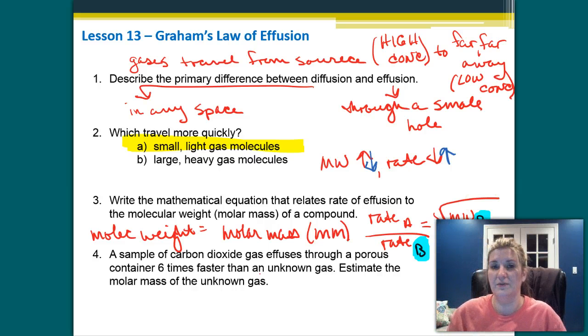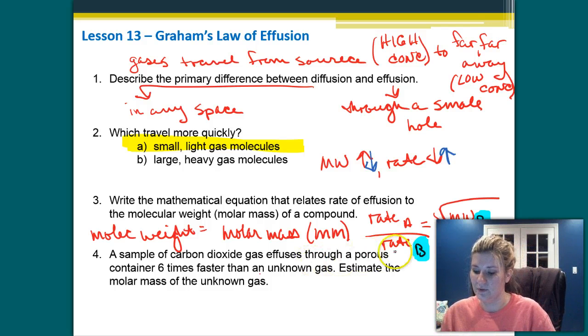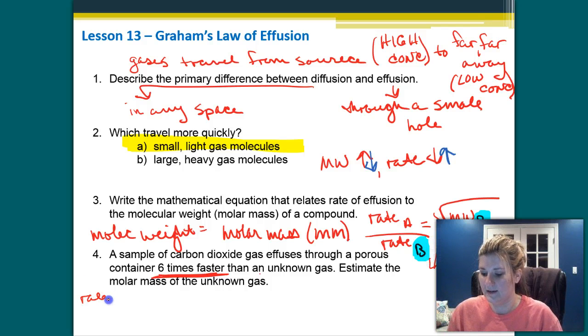I'm going to skip question 4 for now because this is taking forever. No, I'm not, I'm just going to do it. The heck with it. It says a sample of carbon dioxide gas effuses through a porous container 6 times faster than an unknown gas. Estimate the molar mass of the unknown gas. So we're going to use this equation with rate A to rate B.